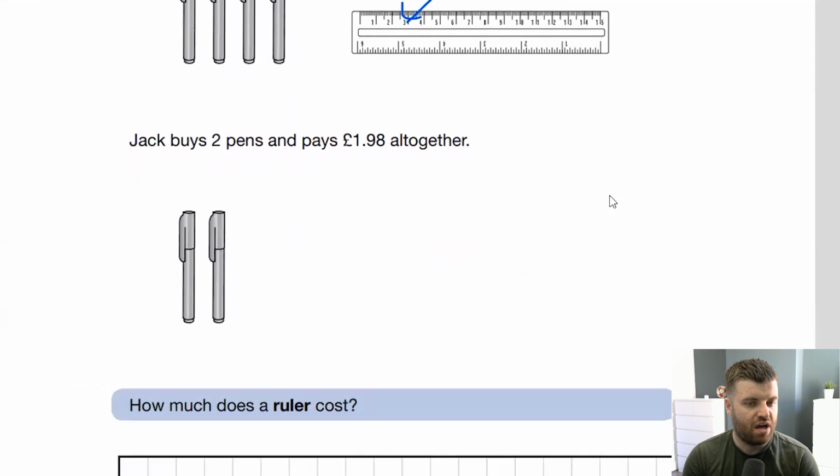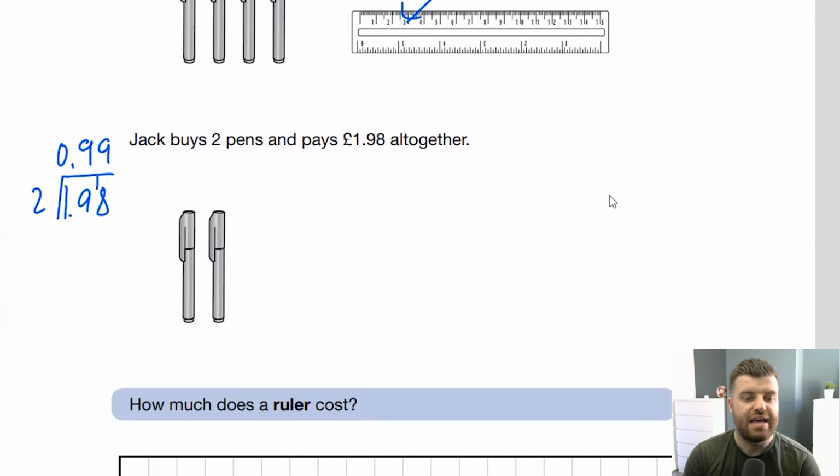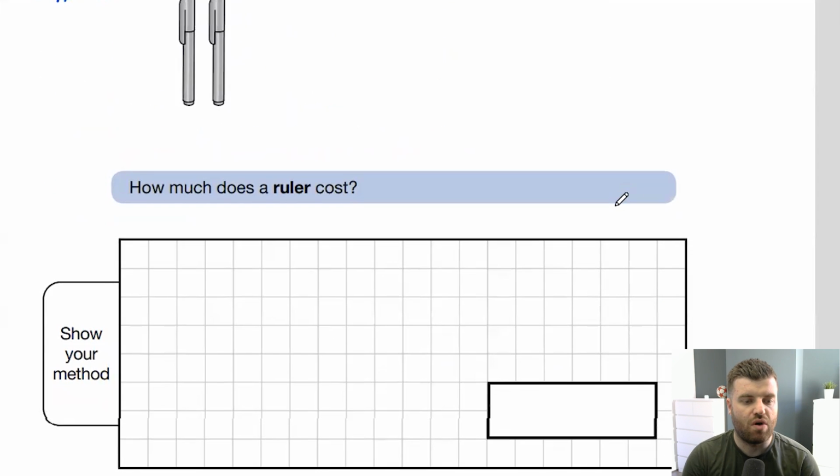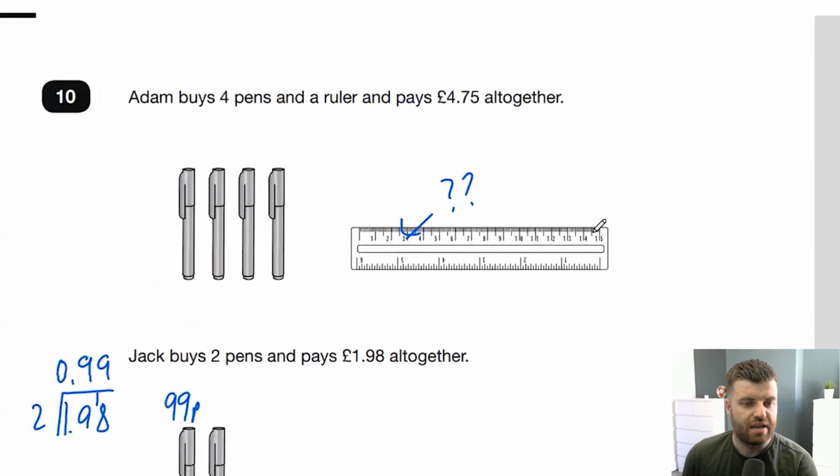We could half £1.98. Half of £1.98, going to divide it by 2. I'm just making sure using the bus stop. You might be able to do this in your head. It's 99 pence. We're always going to write our answers down. And it says at the bottom, show your method. So I would always put in this box 198, going to do the bus stop, and we're going to get 99 pence. So it's 99 pence per pen.